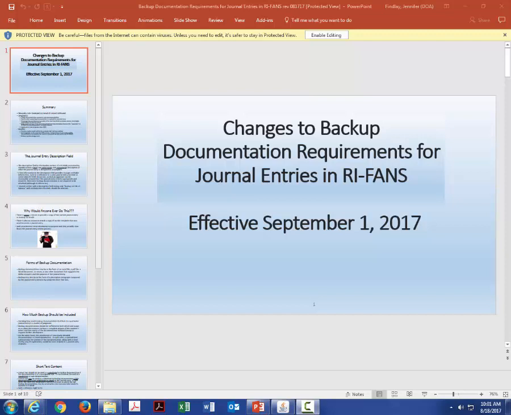I will be presenting the criteria, as outlined in the Controller's Policy A8, that Rifan's journal entry reviewers are to use, effective September 1st, 2017, to determine whether journal entries on their work lists should be approved or rejected. I will also demonstrate how to actually approve or reject a journal entry in the Rifan system.